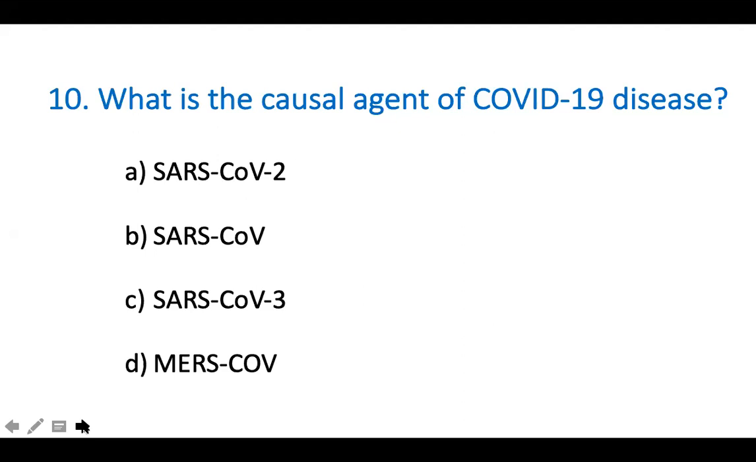Again, question number 10. What is the causal agent of COVID-19 disease? A, SARS-CoV-2. B, SARS-CoV. C, SARS-CoV-3. And D, MERS-CoV.